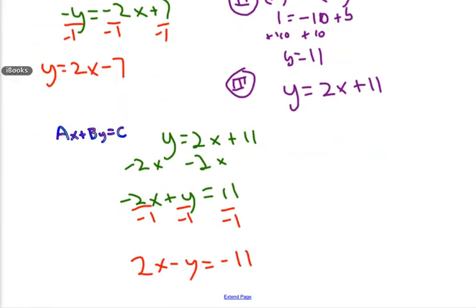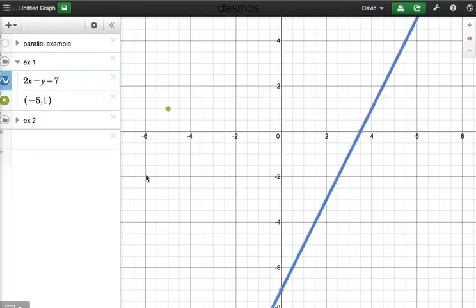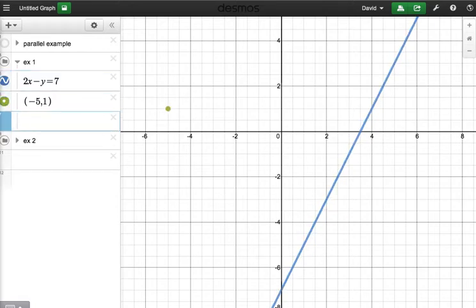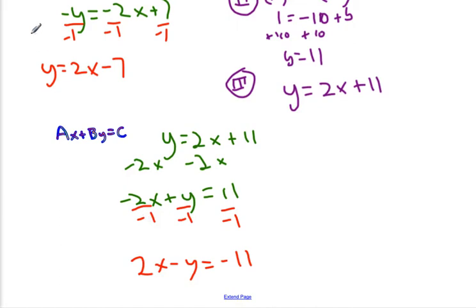Good. So back to the graph. And here is the point way out here that we need to pass through. So let's put in the equation for our line and see if it fits. And the equation that we came up with was 2x minus y equals -11. So let's see how that works.